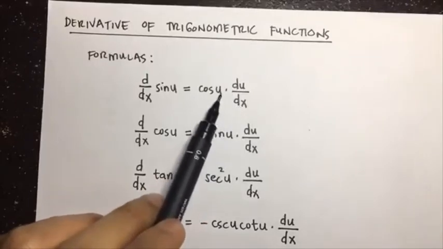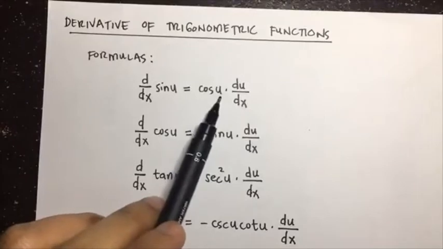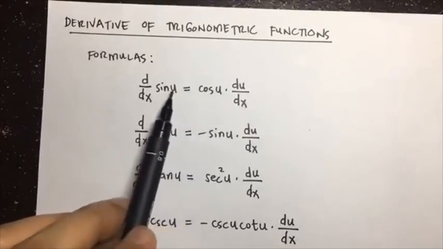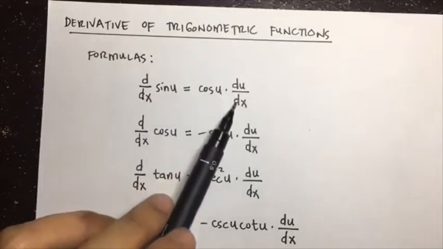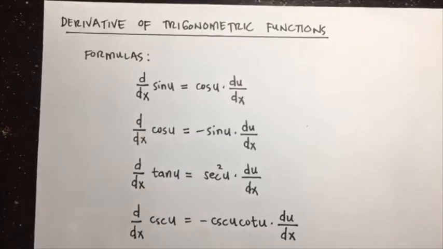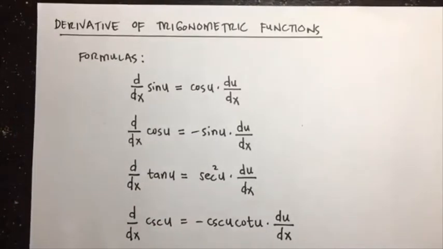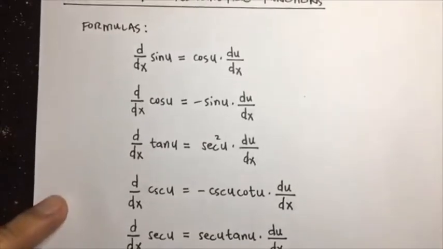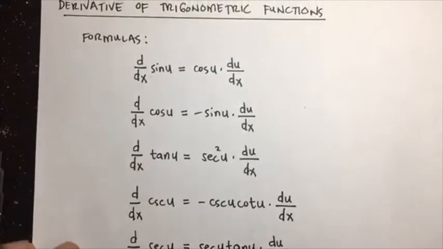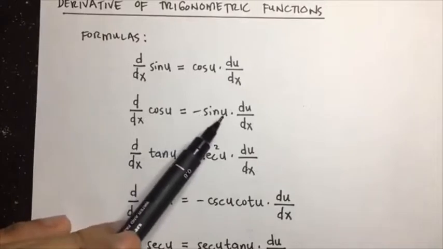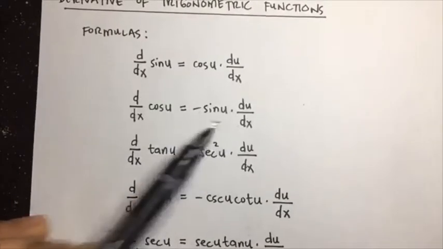Whatever function is inside the trigonometric function sine, we will multiply its derivative outside. So it's an extension of the chain rule that we have discussed in our earlier lessons. All you need to do is memorize those basic formulas. The derivative of cosine of u is negative sine of u du over dx.